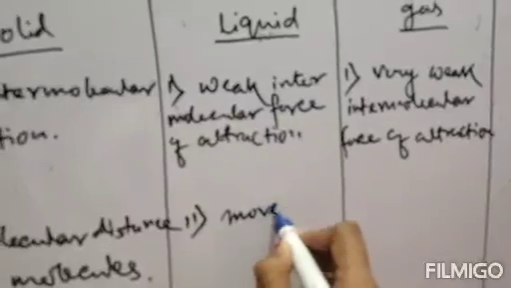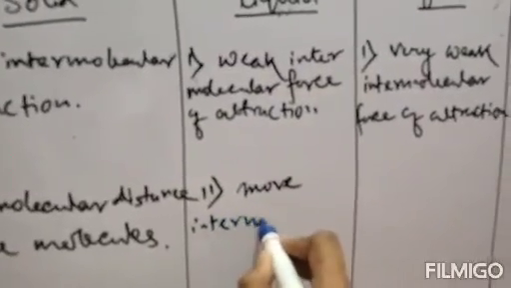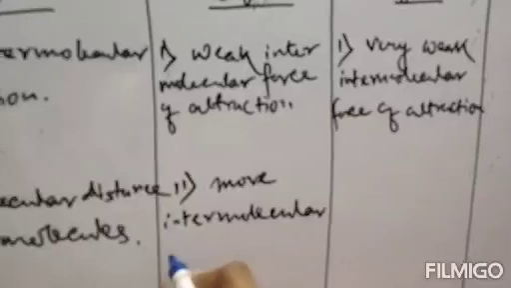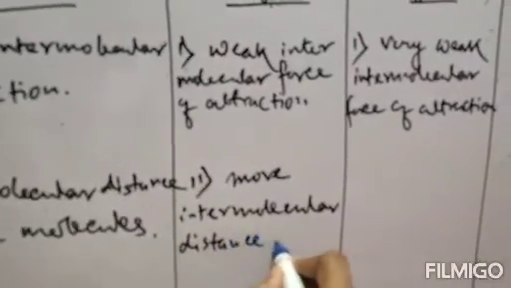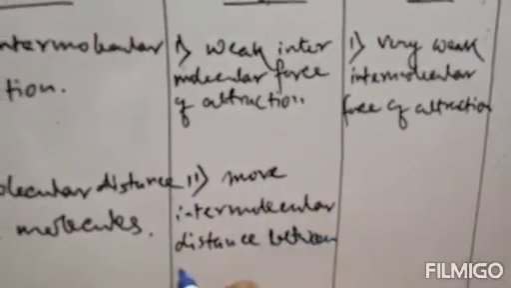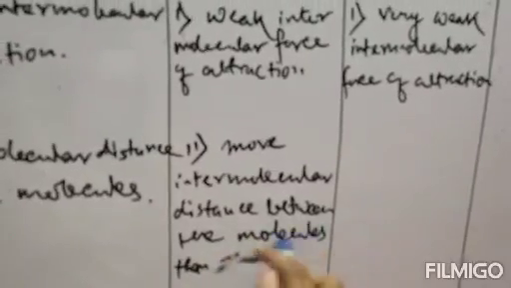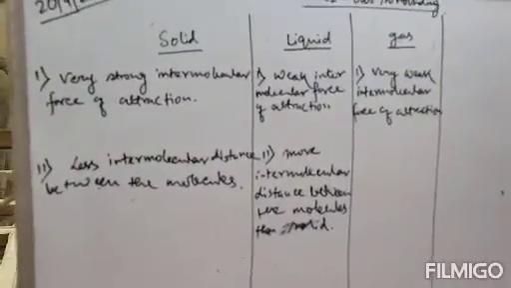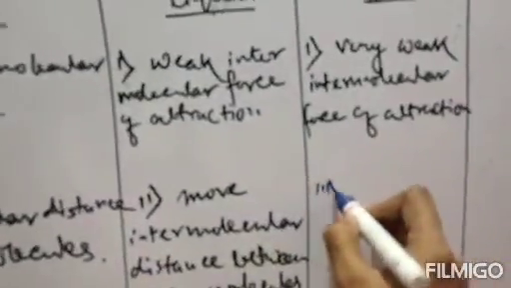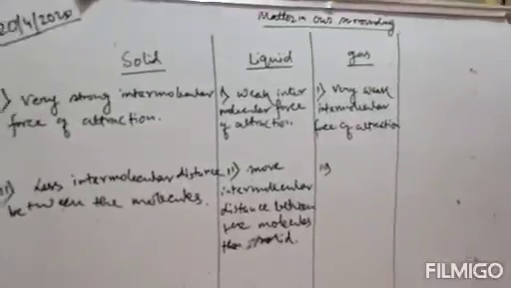So we will write more intermolecular distance between the molecules than solid. The intermolecular distance of liquid molecules is a little more than that of solid. And in case of gas, this intermolecular distance is far more. In case of gas, this intermolecular distance is far more than that of liquid.